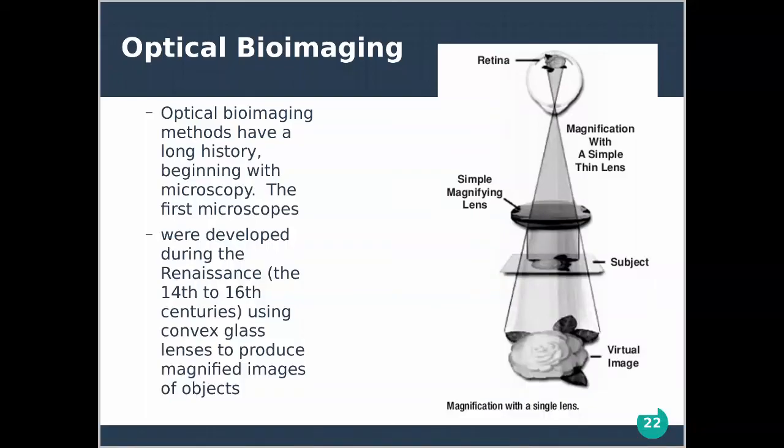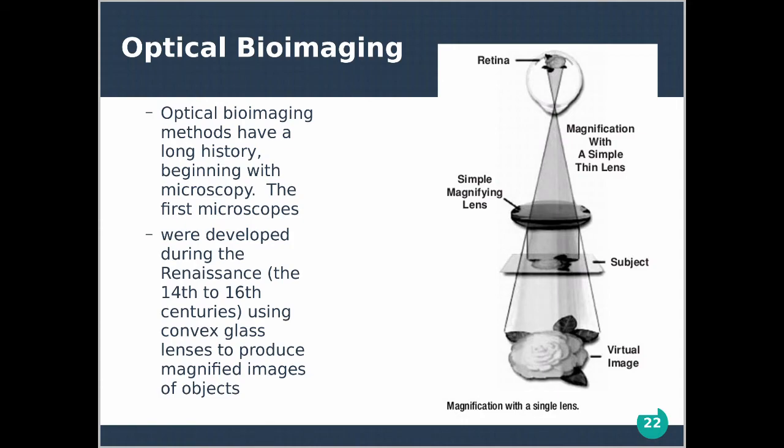In the fourth part of this lecture, we will be discussing optical bioimaging and a brief introduction to MRI. Optical bioimaging is of course the first bioimaging technique that was developed. It has a long history, and it involves the microscope, of course. They are the first microscopes and the first bioimaging techniques that were developed.